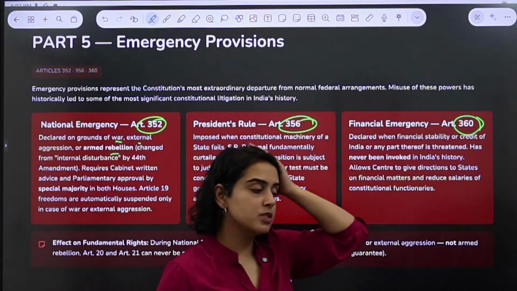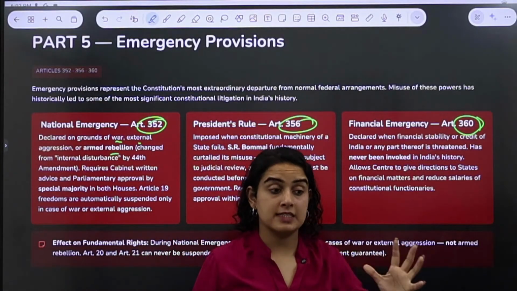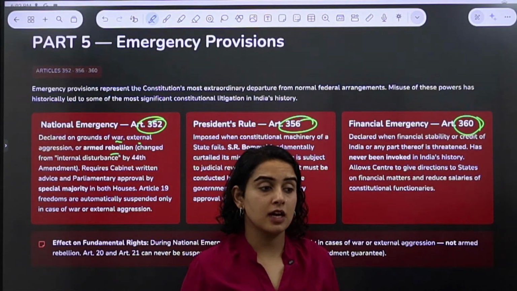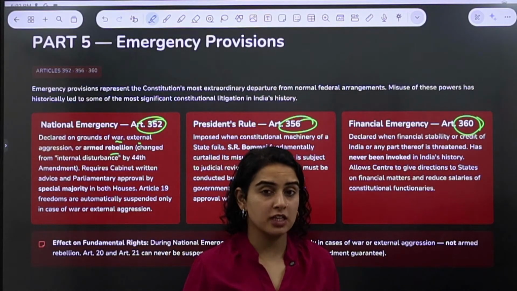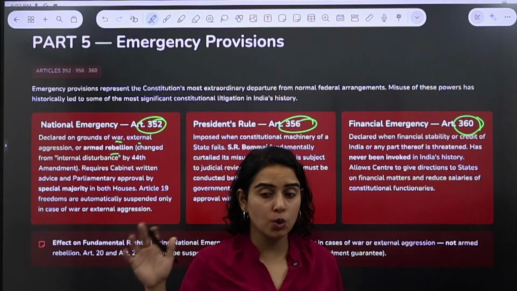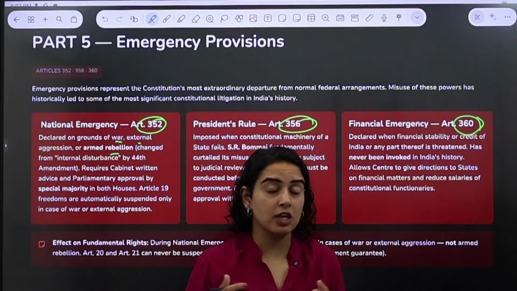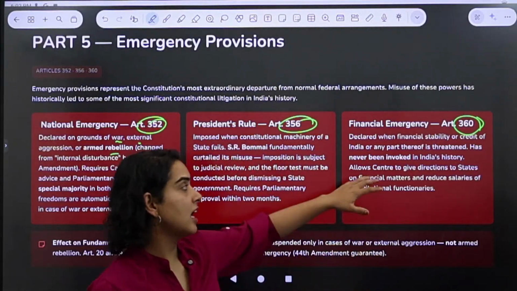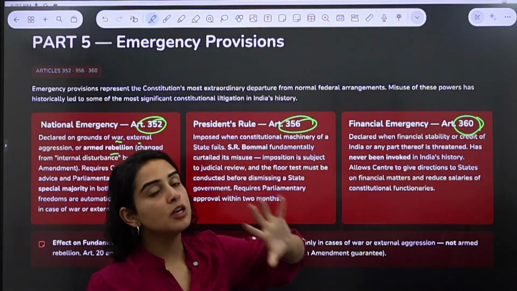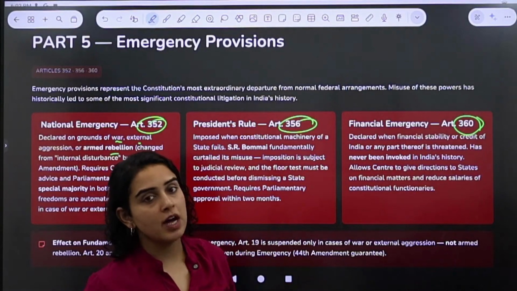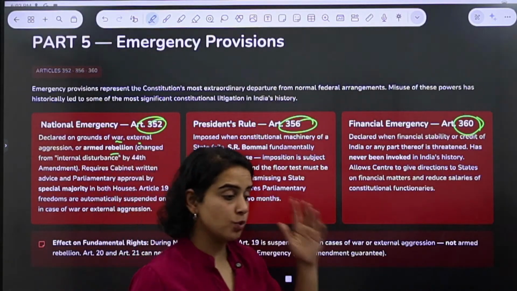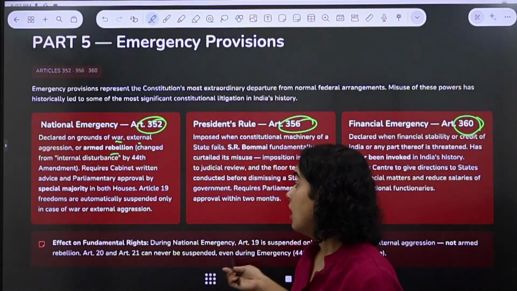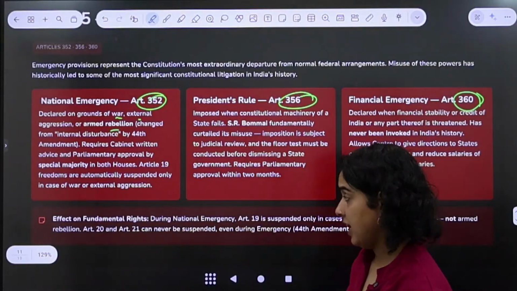Financial emergency is when there is, let's say, lack of money in the country, and when there are strict financial conditions, the loan taken from international organizations has increased a lot. In that case, the financial emergency can be invoked in the country. So far it has never been done, touch wood, and we are hopeful that it might not happen as well. So these are the three emergencies that we have.